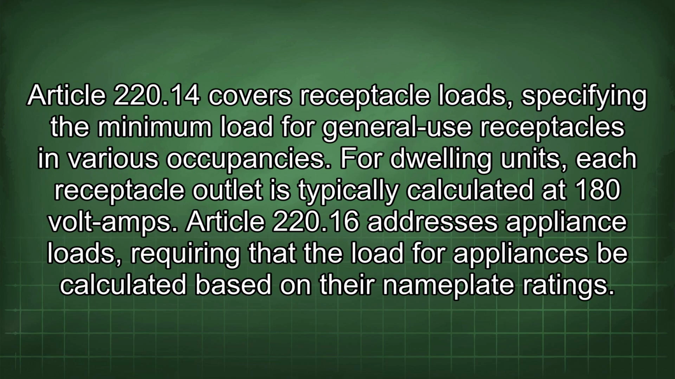Article 220.14 covers receptacle loads, specifying the minimum load for general use receptacles in various occupancies. For dwelling units, each receptacle outlet is typically calculated at 180 volt-amps. Article 220.16 addresses appliance loads, requiring that the load for appliances be calculated based on their nameplate ratings.